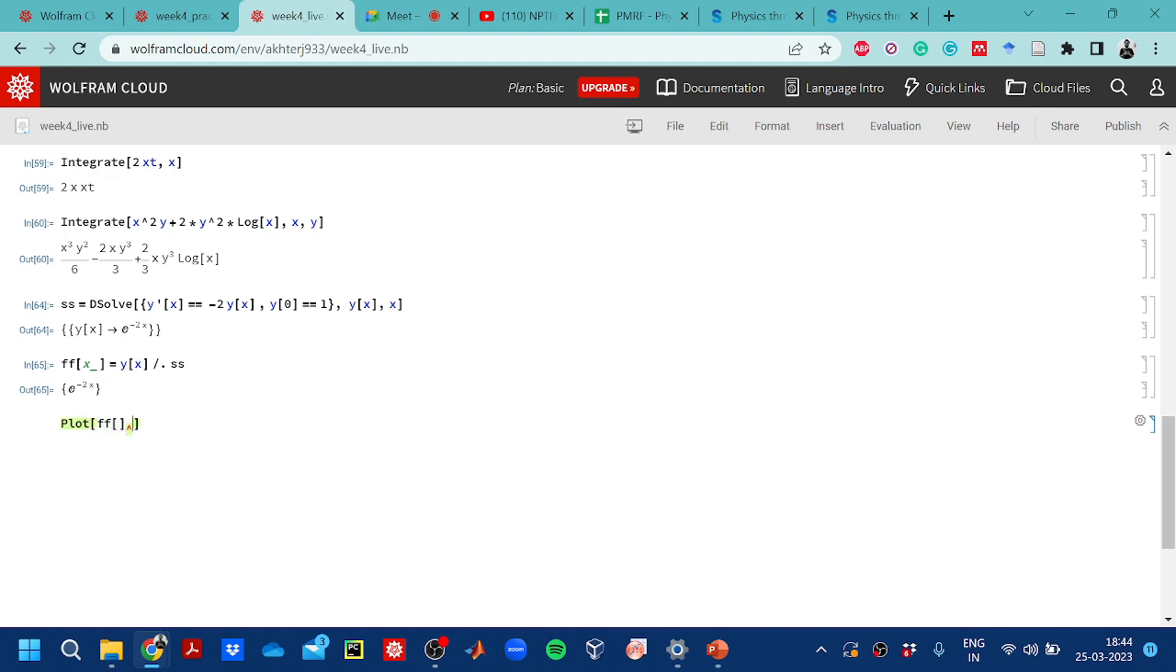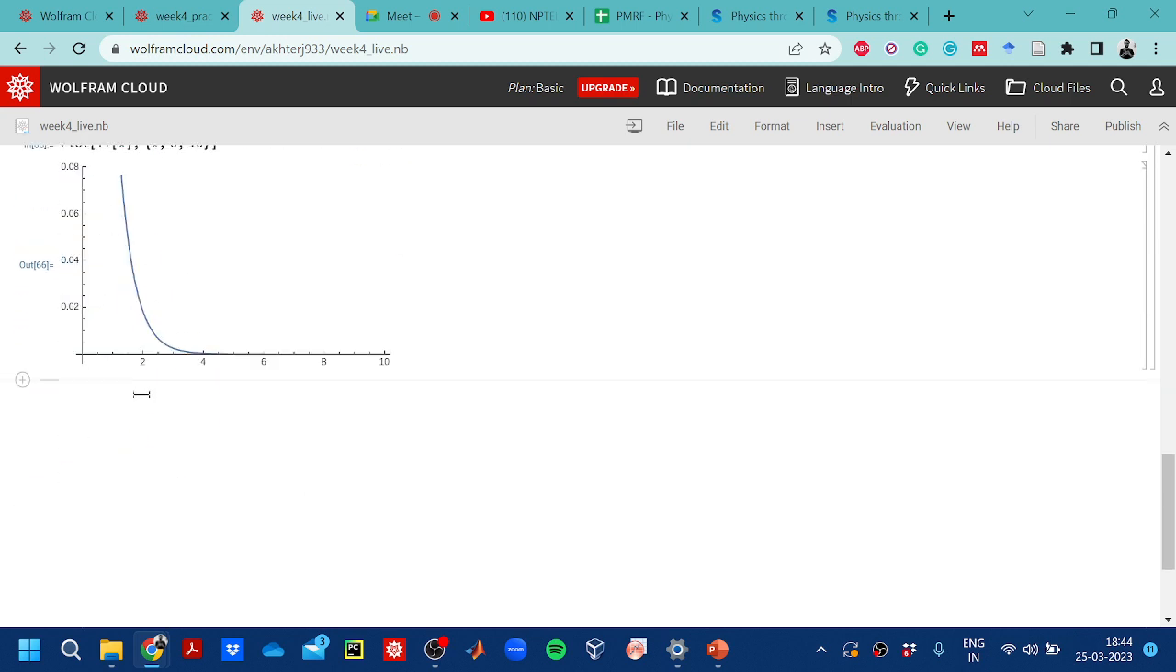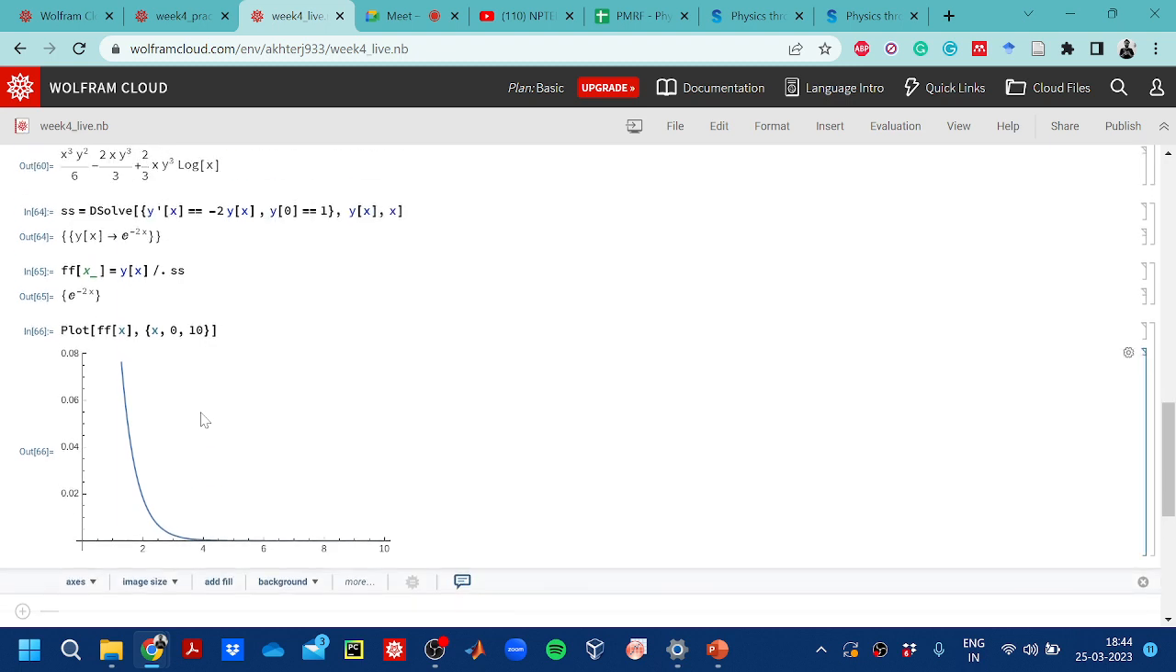f[x], and we have to specify the limit of x from 0 to 10, suppose. Yeah. So in this way we can solve any differential equation and see how its solution looks like. So suppose you have any complicated kind of function.